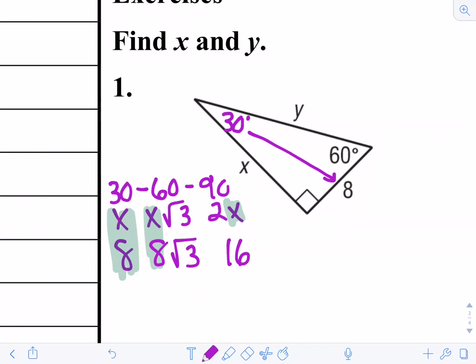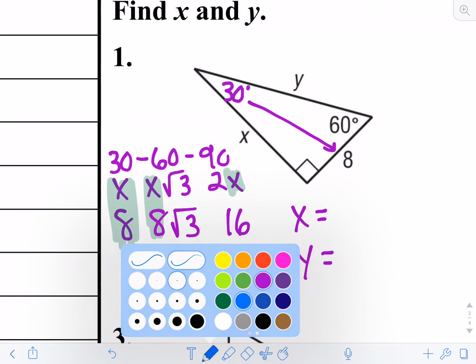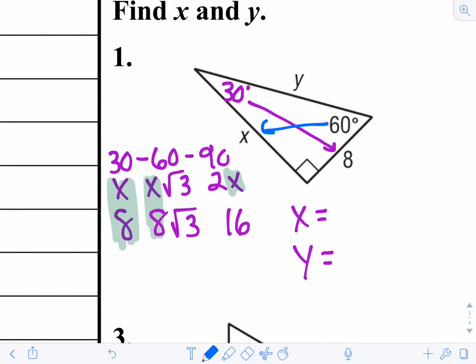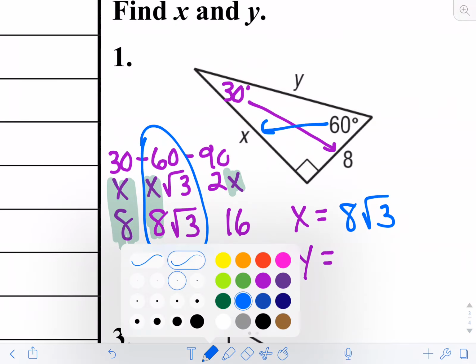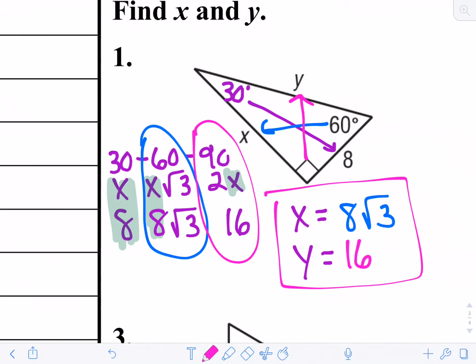So here's 16. The question says, what is x equal to and what is y equal to? Okay, well, x right here, I'll change my color, x is across from the 60. So across from the 60, we have 8 square roots of 3. Y is across from the 90. Okay, so across from the 90 right here, we have 16. So there's your final answer.